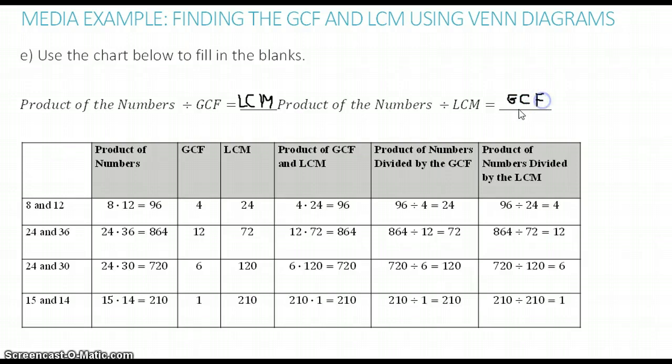Okay? And this can be handy. I think I use this relationship more often here. If I know two numbers' GCF, I know they only have 2 in common. To find their LCM, which could be a little bit more tedious, I can just multiply the numbers and divide by the GCF.